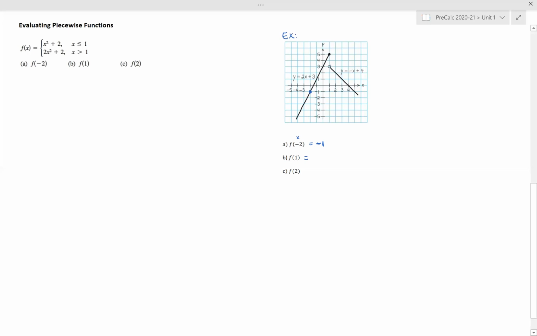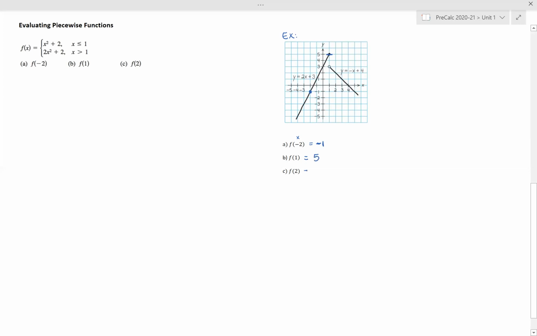Which one of those points defines my y value at f of 1? And that's where you've got to look at what's included and what's not. This solid point, that's included. This open hole, that one is not. So when I'm looking at f of 1 and I want to know what the y value is, I'm going for that solid point here. So f of 1 is equal to 5.